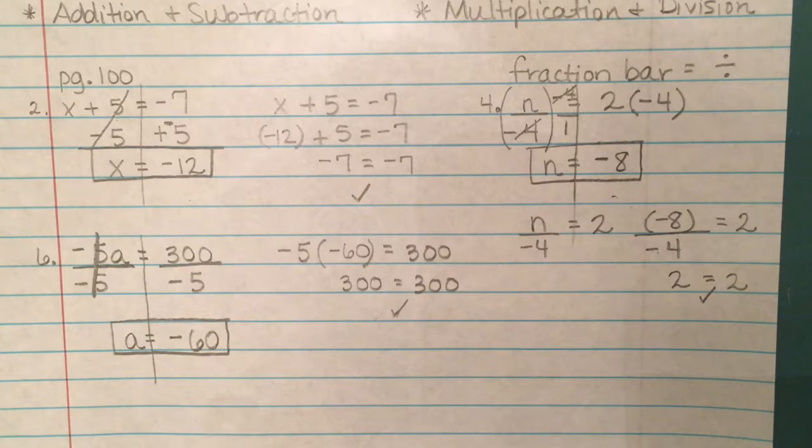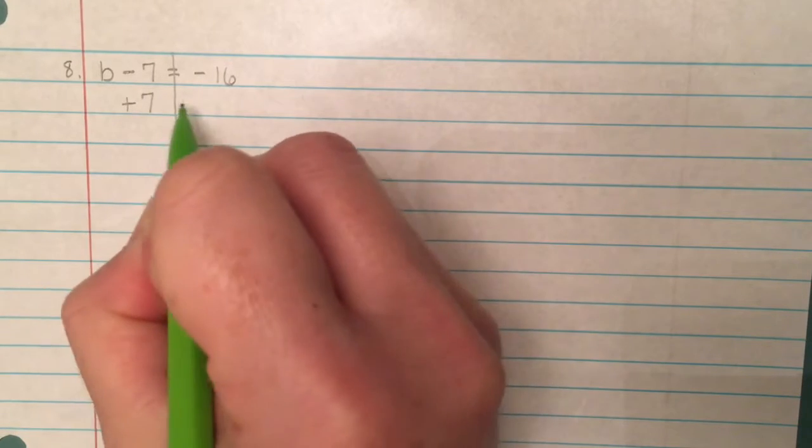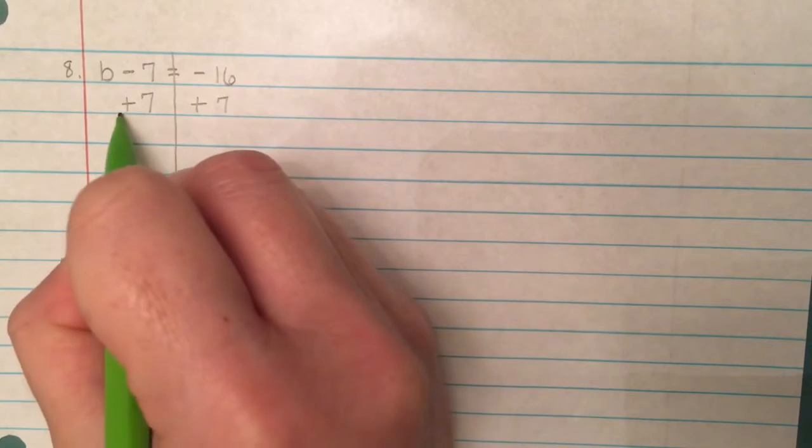All right, let's look at another problem. Let's go to number 8 on page 100. Number 8 says b minus 7 equals negative 16. The two sides of the equation are made where the equal sign lies. All right, on the side with b, we're wanting to get b all by itself, so we have to do the opposite of subtracting 7, which is adding 7. If we do that to one side, we must add 7 to the other side.